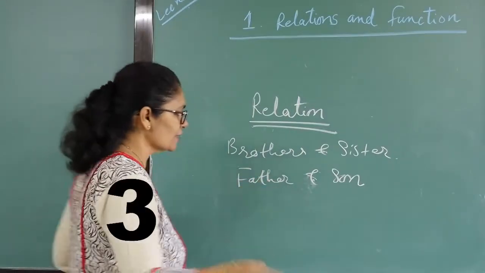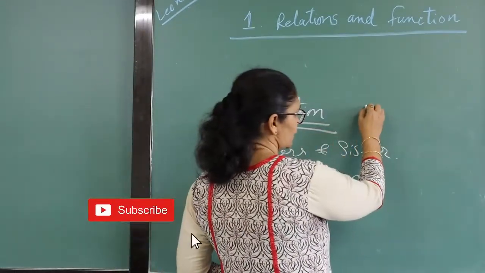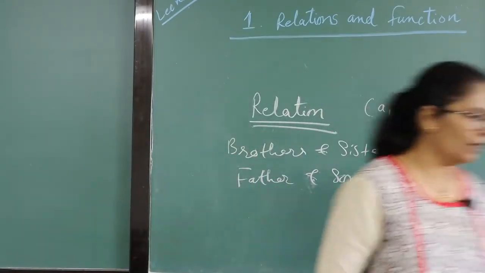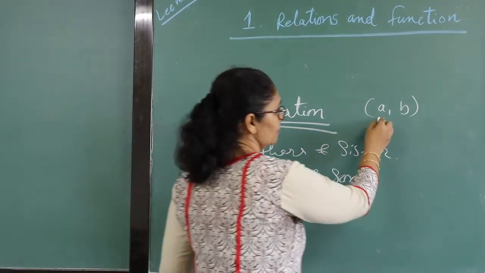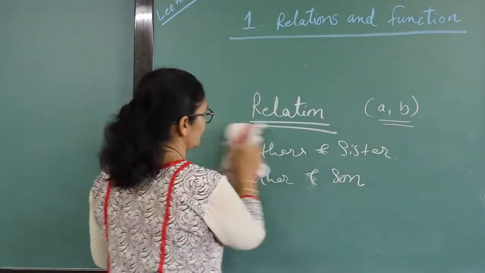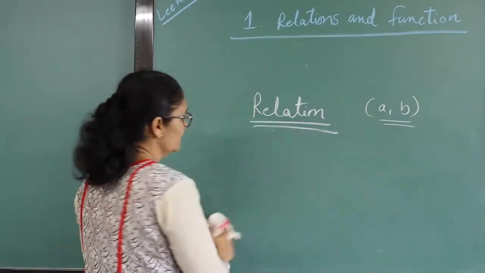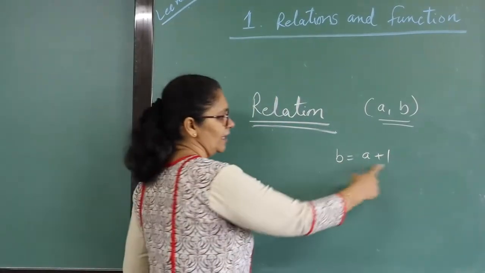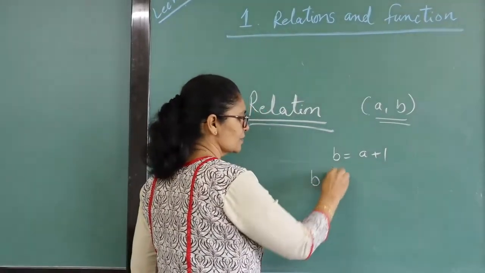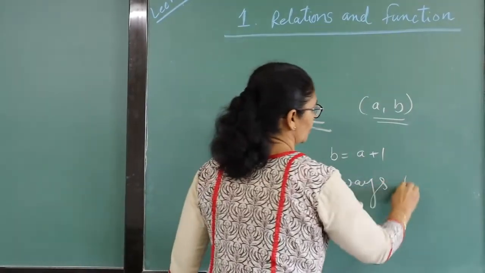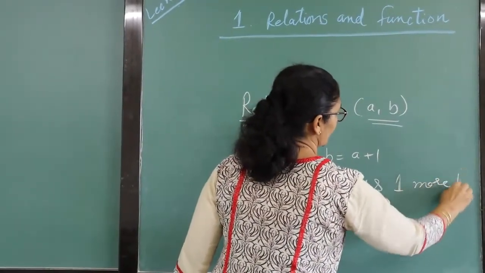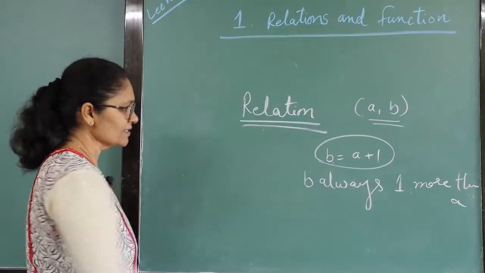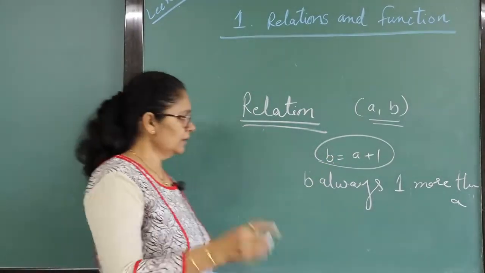So which type of relation did you learn in 11th standard? Suppose you have been given an ordered pair A comma B. What do you mean by ordered pair A comma B? It means there is a relation between A and B. Suppose I say B equals A plus 1. So what is the relation between A and B? B is always one more than A. This is the relation of A and B. This type of relation we will learn in this class.